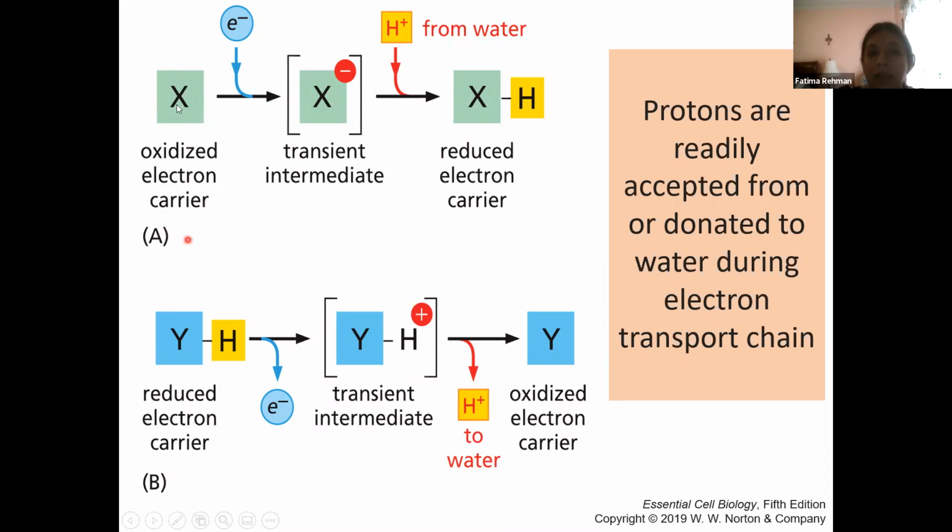So the first step is your oxidized electron carrier, which is the ubiquinone. It's going to take the electrons. You have the transient intermediate state. Then you have hydrogen ions from water that are going to reduce this electron carrier and put on that hydrogen bond to that. And then in the next step, you again do the same idea. So if you have a reduced electron carrier, again, you can create an intermediate state, which is positively charged. And in this case, the proton can be donated to water and lead you to an oxidized electron carrier.